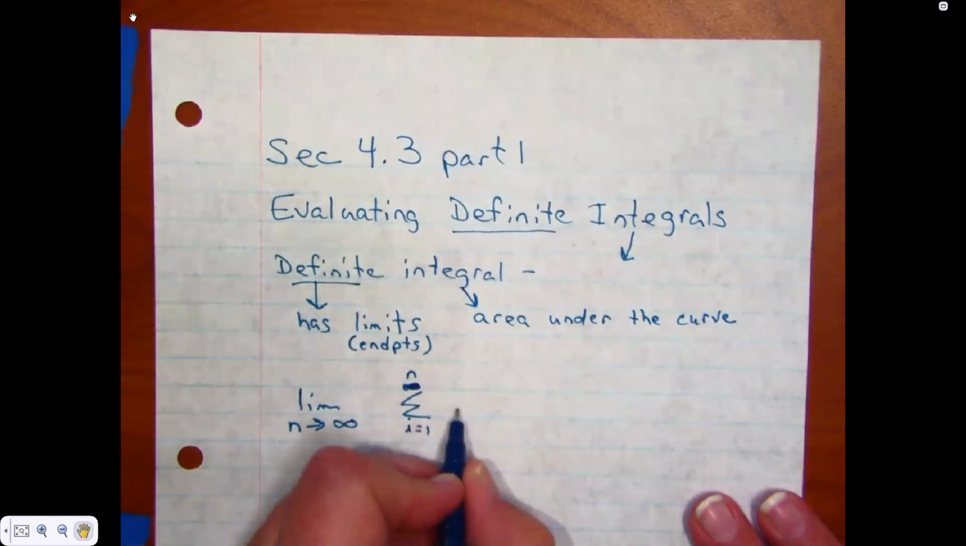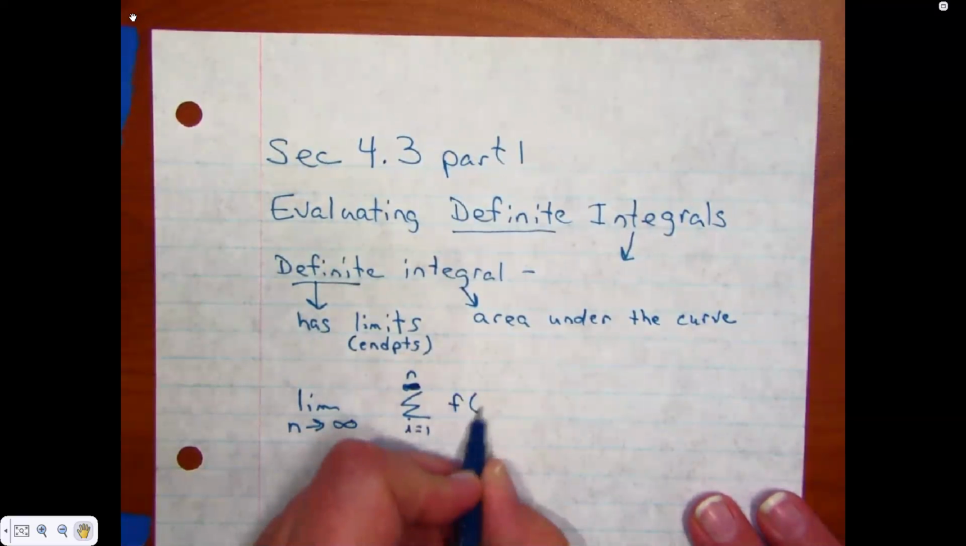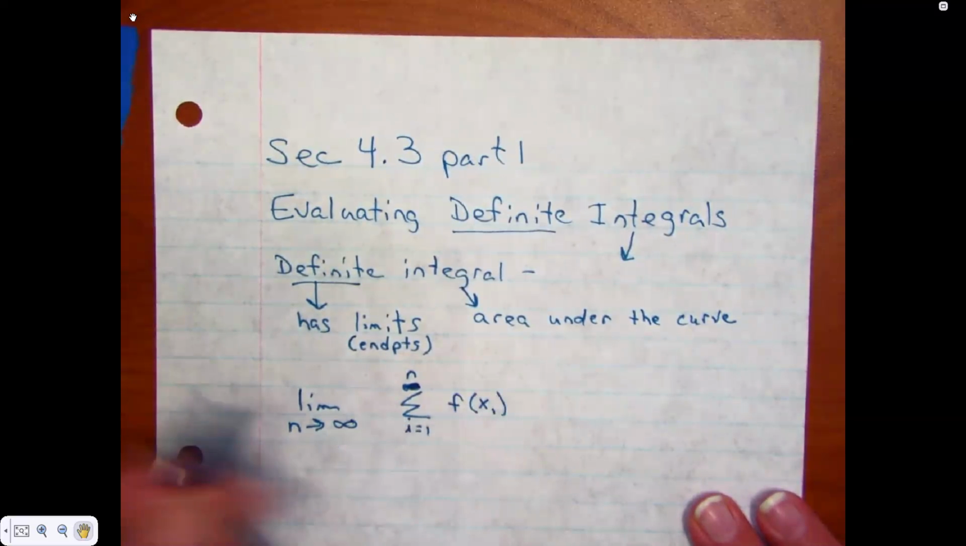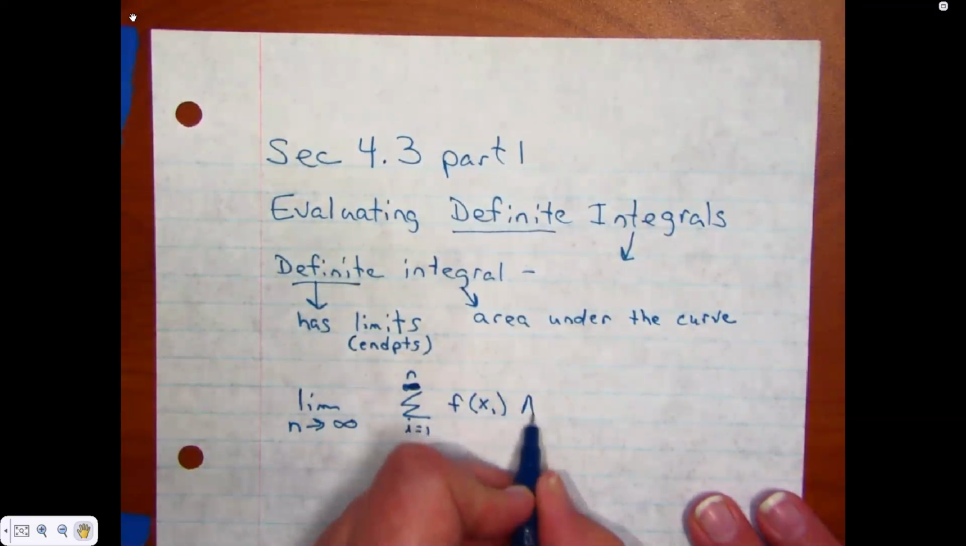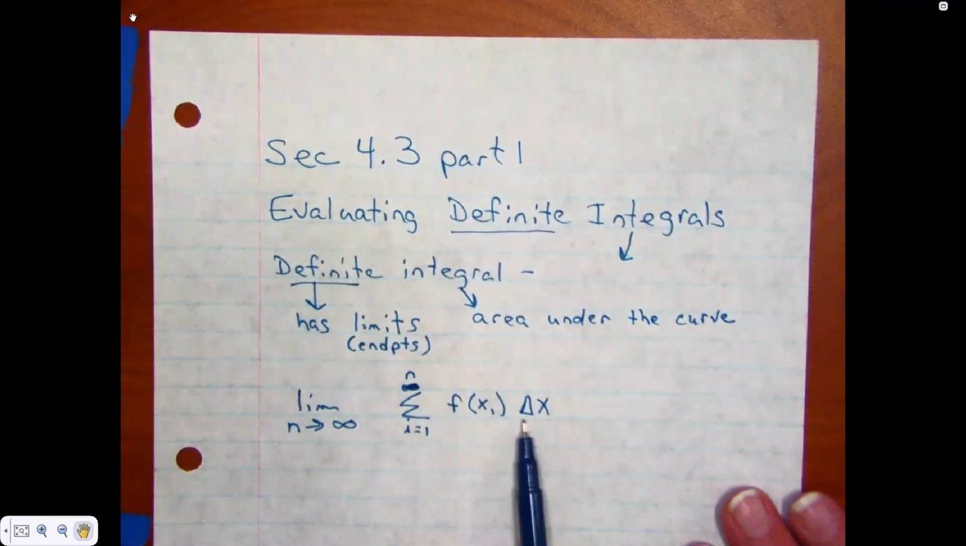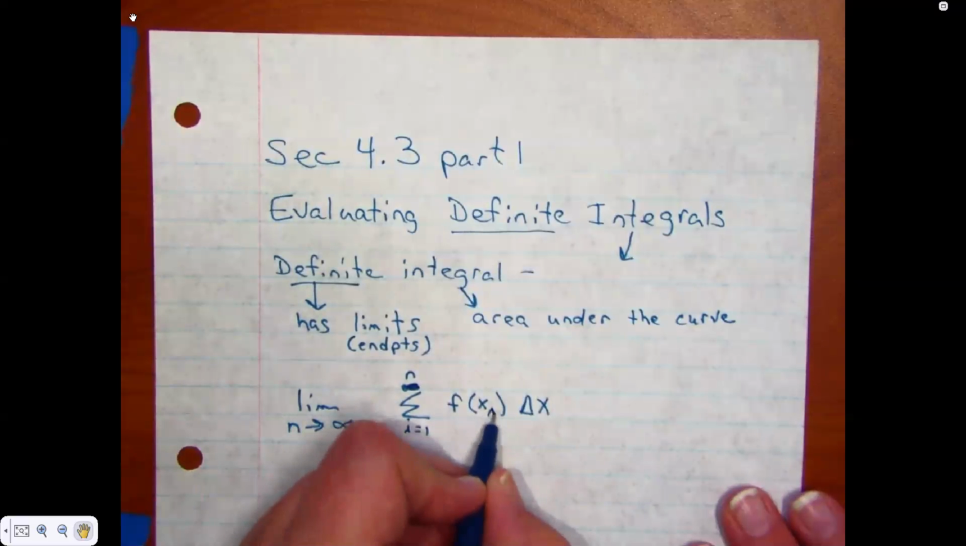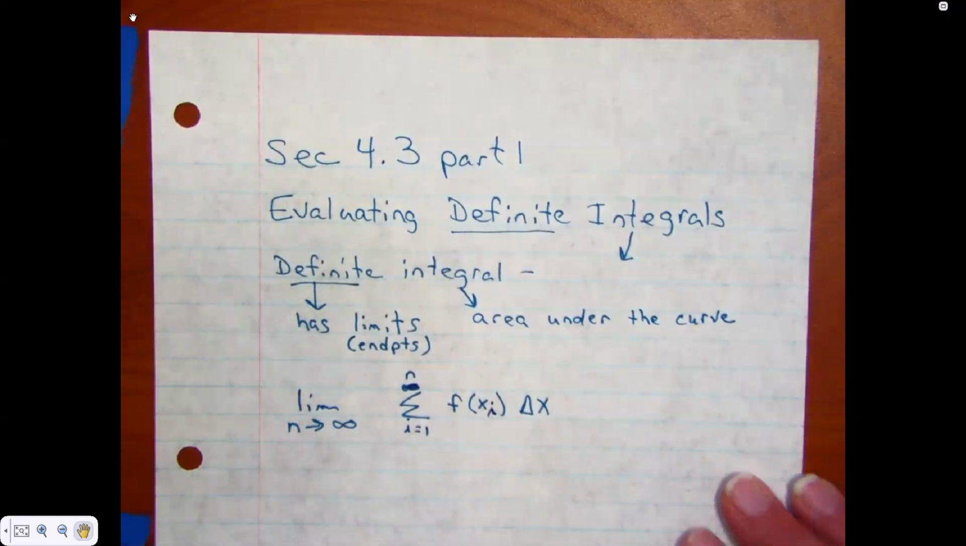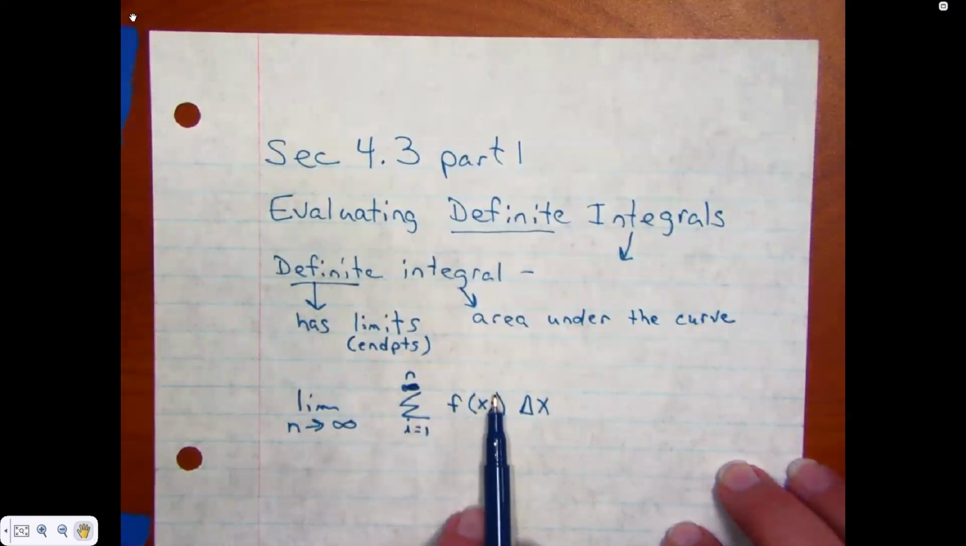And then, does this at least make sense? The function f of x sub i times delta x. What is going on there? This is my width, and this is my height. This is my width, and oh, this should say i. That should say i, because I want different heights, right? I want when my height is 1, I want when my height is 2, I want when my height is 3. Okay.